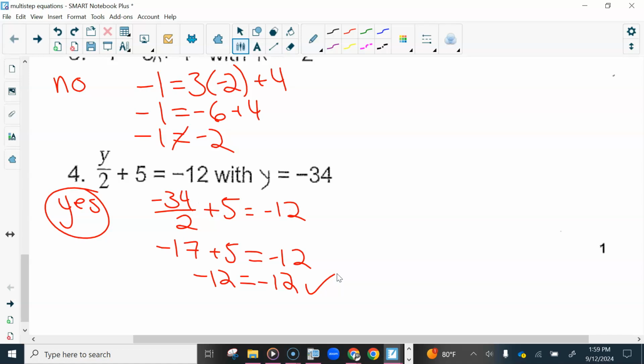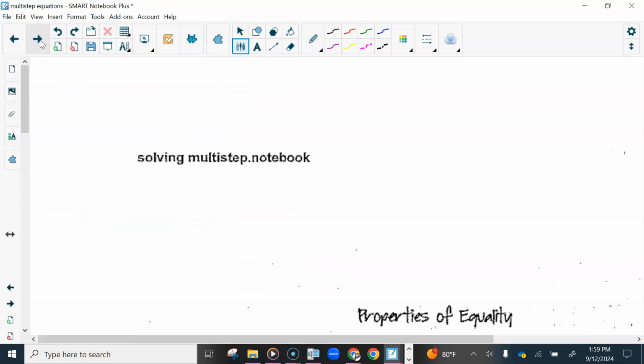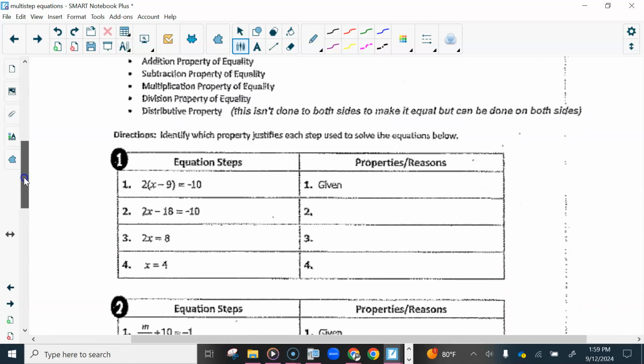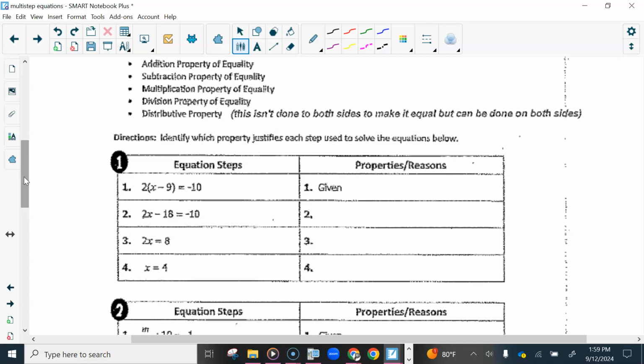Very briefly, we're going to do number 1 on the next page, and then stop. So at the top, you are given some properties of equality, which means what you do to one side, you have to do to the other side. Except for the distributive property, that's not done to both sides, you just need it to make the sides equal. So in this, you're just describing what changed, what happened, what property they are using. So this is your given, your original. What changed from step 1 to step 2?